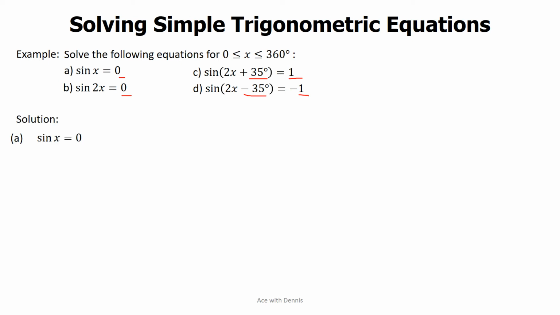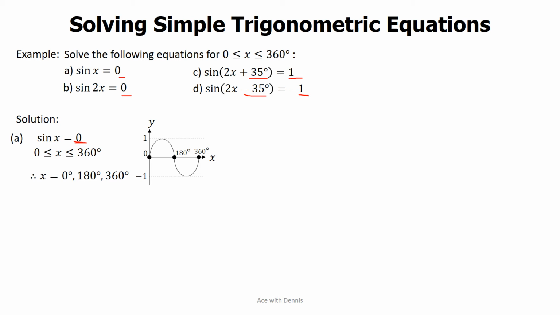For A, sine x equals 0, we know the range is from 0 to 360 degrees. Now we want to draw the graph of sine x. So this is the graph of sine x. You notice that sine equals 0, so what are the points here? These are the points. First is 0 degrees, or 180 degrees, or 360 degrees. So now x will be 0, 180 degrees, and 360 degrees.